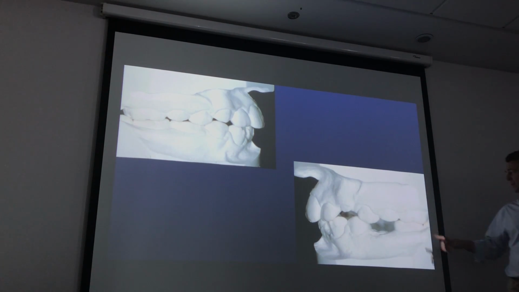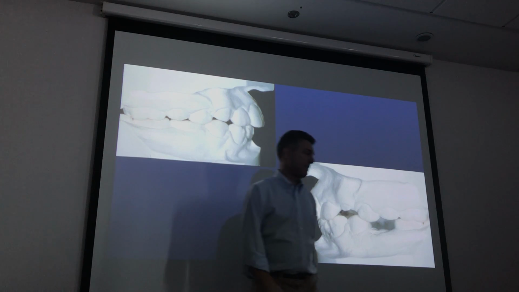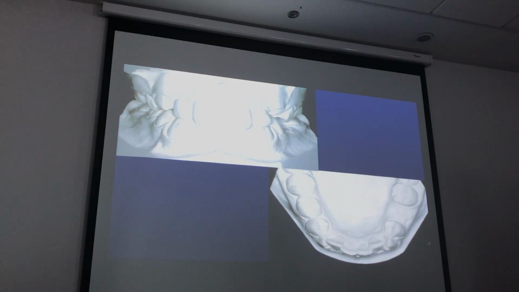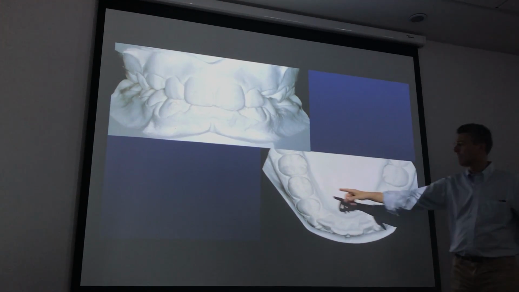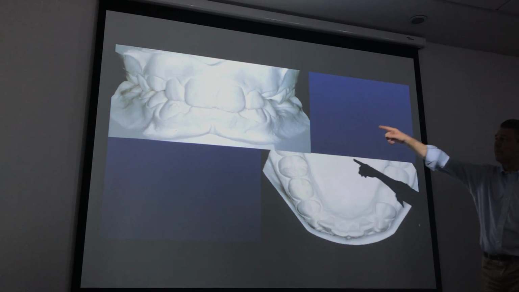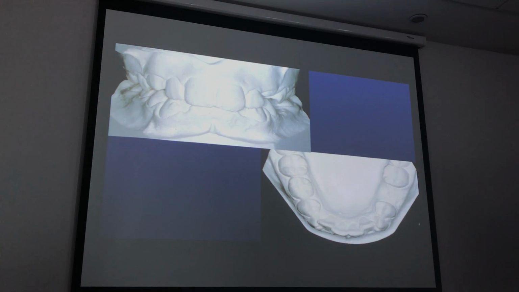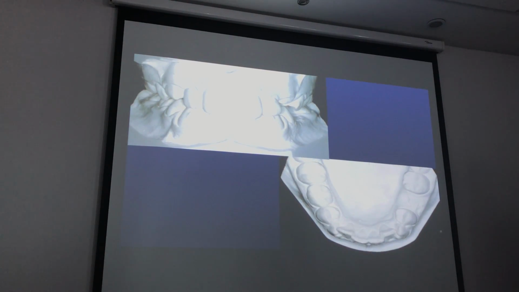Let's see this case. Class 1 on one side, end to end on the other side. Crowding. E-space here, deep bite. In your opinion, did we extract or not? Maybe not. It's different.